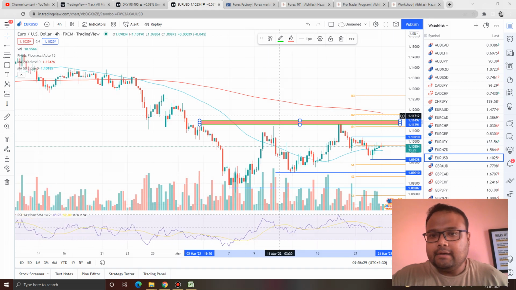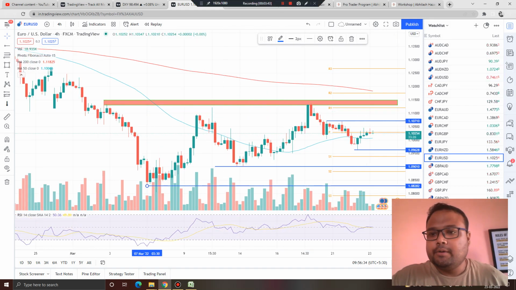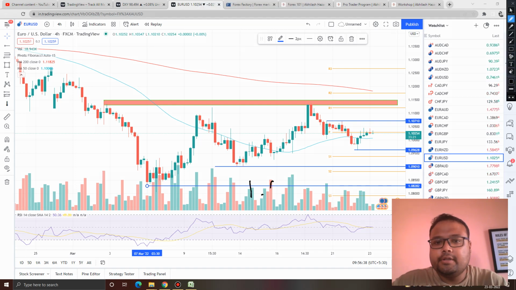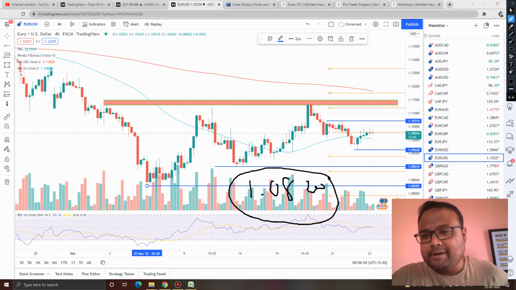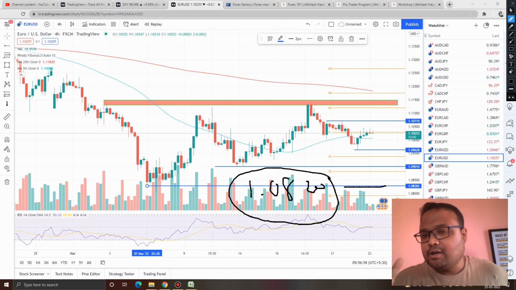And the strongest support in the market is this level, 1.0820. This is the strongest support in the market. In case there is a crash in the market, if you see heavy selling, then you can put a buy limit. Yes, I'm using the word buy limit. Usually I do not use these words, but yes, I'm saying that you can use a buy limit around this level, because this is the strongest support zone in the chart of Euro USD.